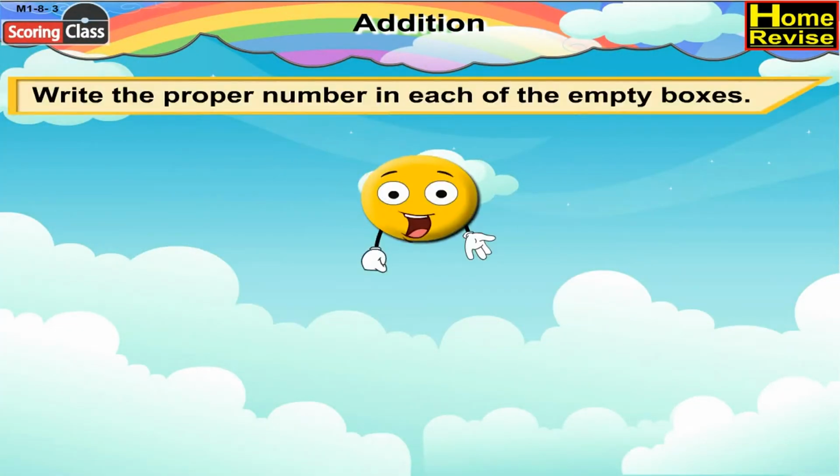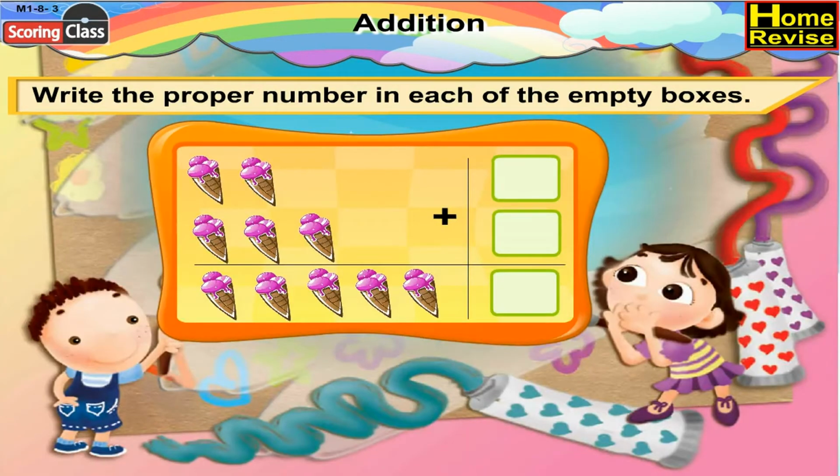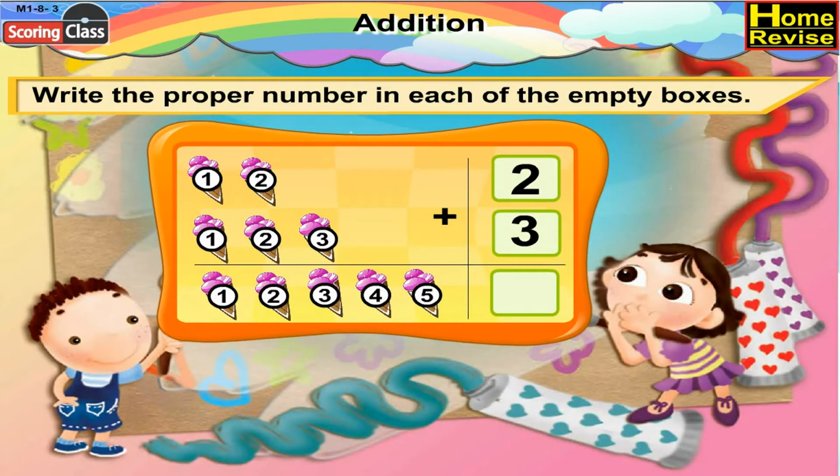Addition. Write the proper number in each of the empty boxes. In the first picture, children, we see ice creams. Now let us see how many ice creams are there. Well, here there are 1, 2 ice creams. And now we have 1, 2, 3 ice creams. Now 2 ice creams plus 3 ice creams is equal to 3, 4, 5 ice creams. So in all there are 5 ice creams.